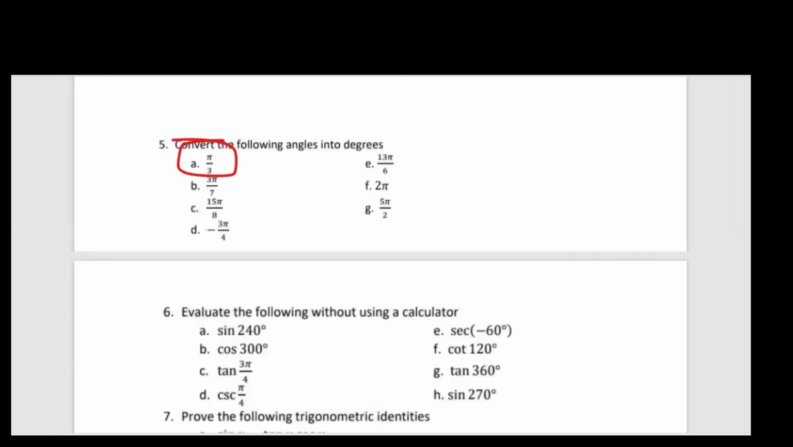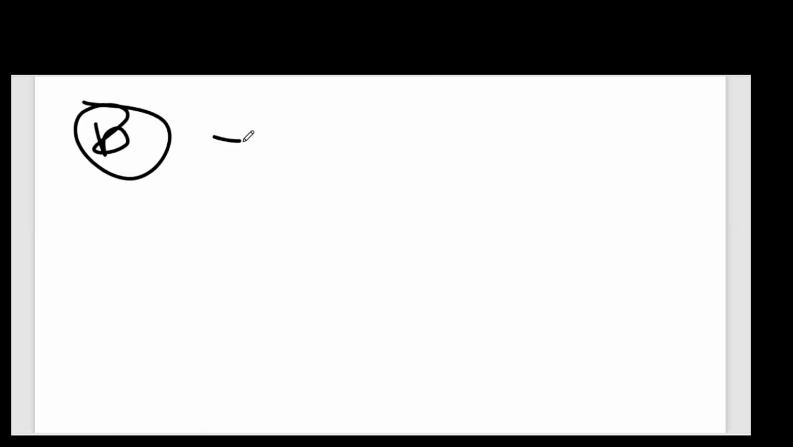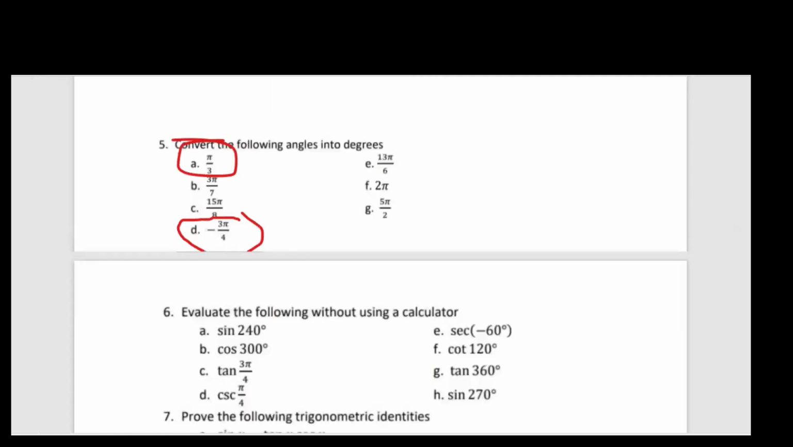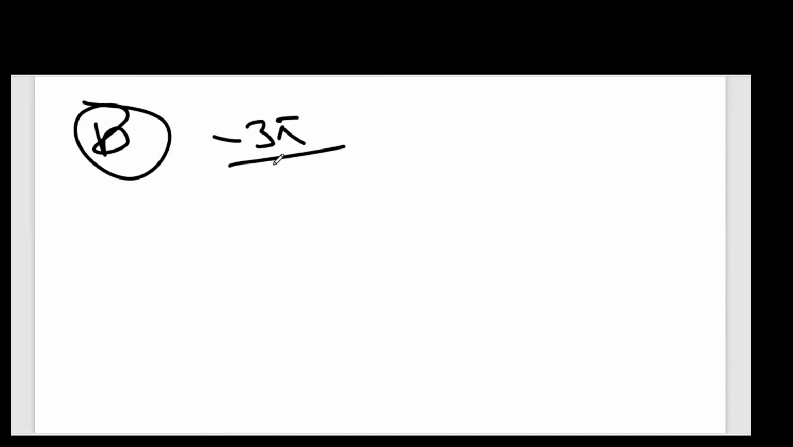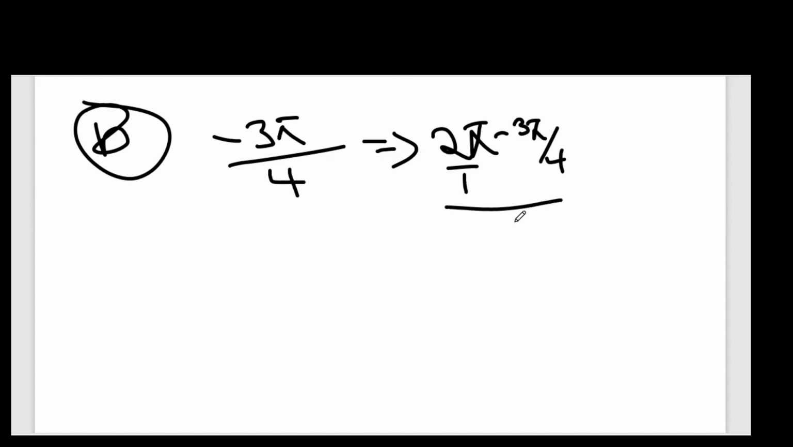Let me solve one more from there. Which one looks hard? I have negative 3 pi over 4, and I want to change it into degrees. I first have to find the positive value of this, which is 2 pi minus the same angle. When I subtract, with a common denominator of 4, I'll get 8 pi minus 3 pi, which will give me 5 pi over 4 as my angle.